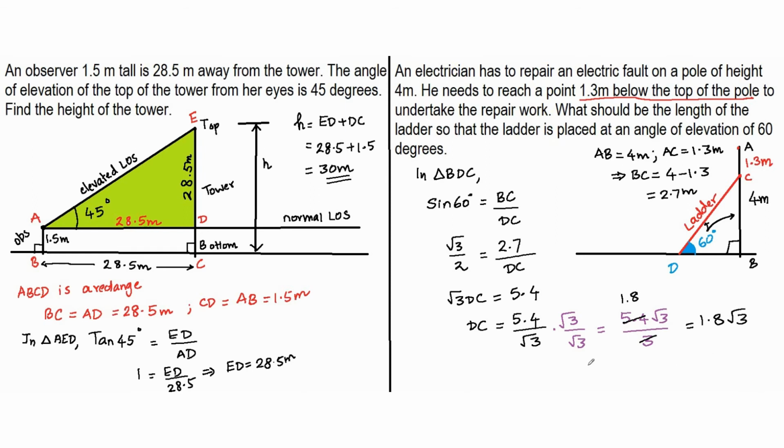Now I can definitely substitute the value of root 3 as 1.732, and we can therefore calculate this particular value, and that's going to be 3.1176 meters. So this should be the length of the ladder that should be placed so that the repair work can be undertaken.